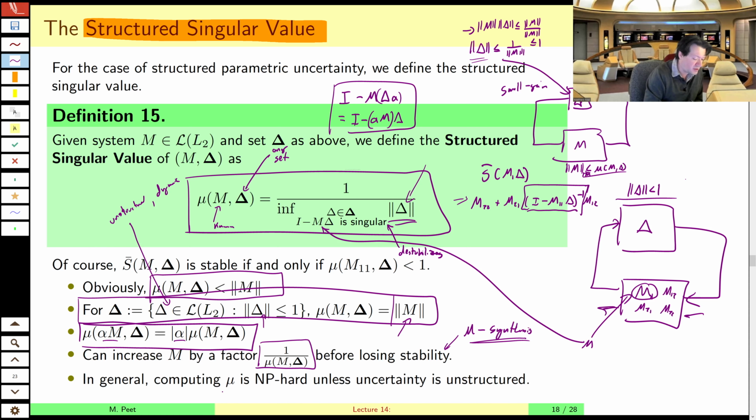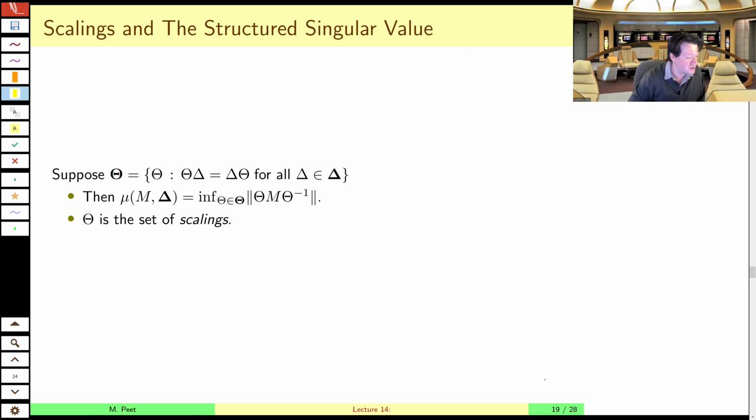We will note, however, just to start off with the bad news, computing the structured singular value is NP-hard. In general, even in the case of diagonal uncertainty, this is an NP-hard problem, unless, of course, it's unstructured, where we already know small gain is necessary and sufficient. So that seems like bad news. What's the good news? The good news is that finding the structured singular value can be phrased in a way which is computable, which can at least be posed as an optimization problem.